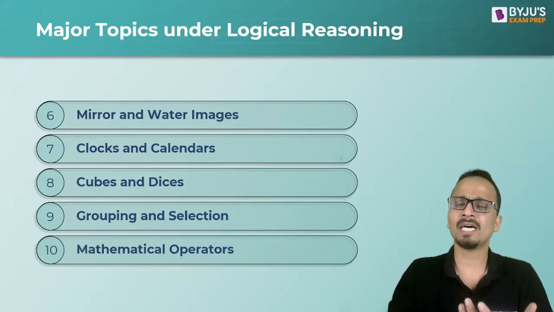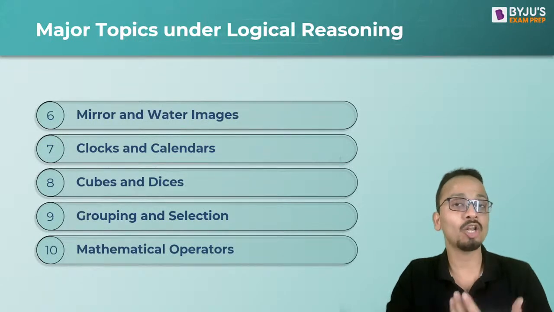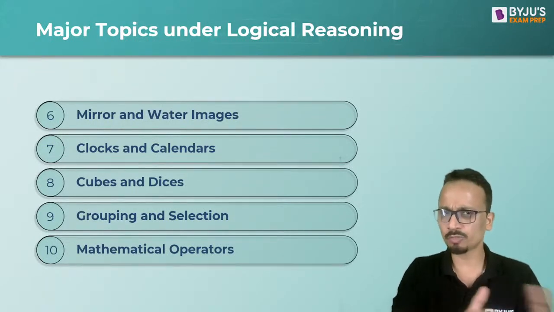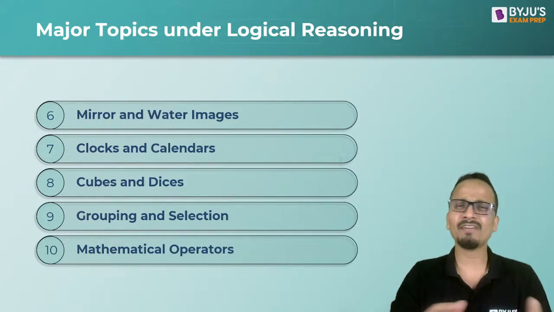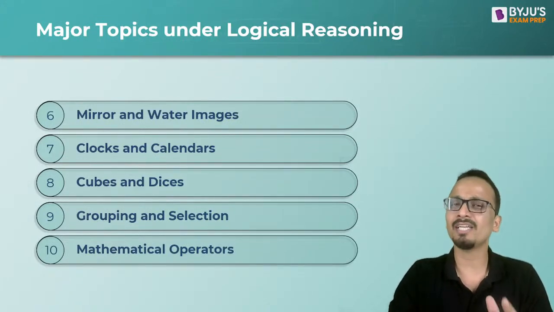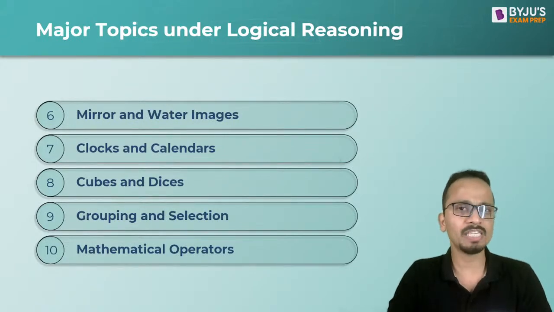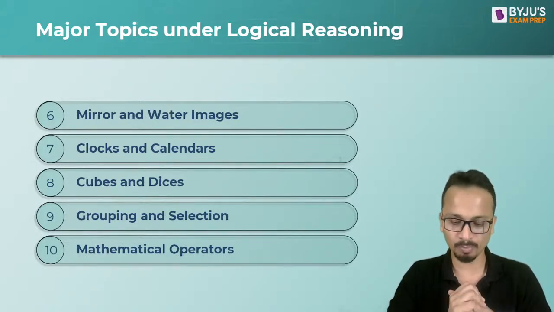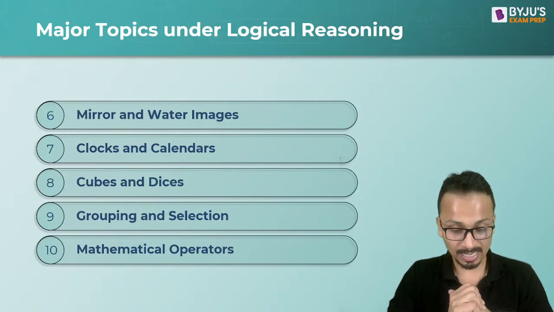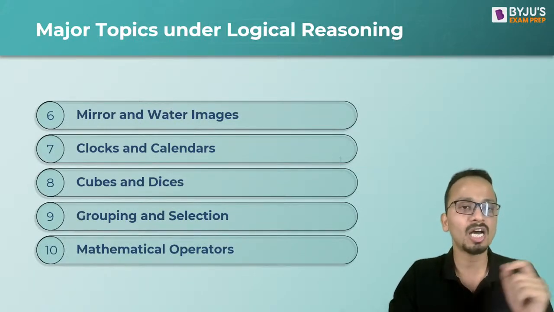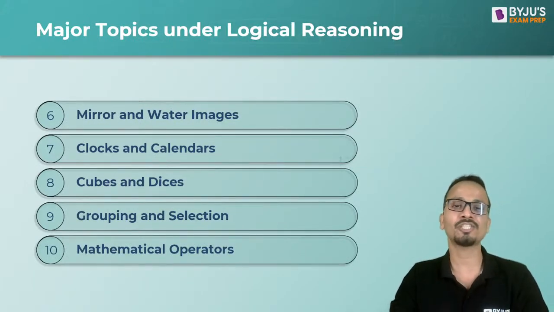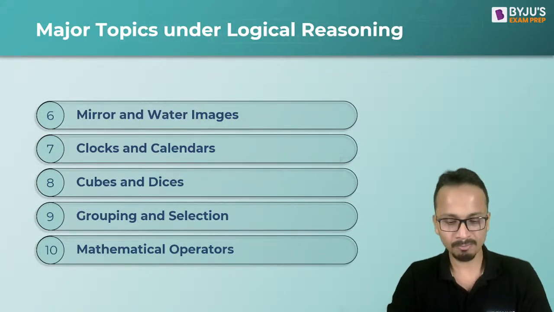And finally, the questions based on mathematical operators. Now these questions specifically based on mathematical operators are pretty easy to solve, and we generally don't take more than 30 or 45 seconds to solve each and every question. All right. Yes, Sinchu, these are the topics that I am talking about, which come in the logical reasoning section of CLAT. All right.